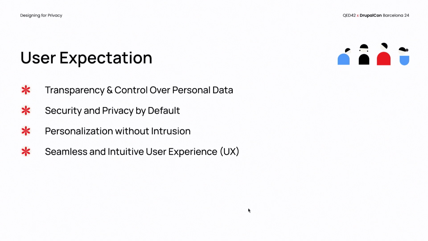Security and privacy by default, I already spoke about it briefly. But yes, for any product to be consumable or adoptable by users, trust has to be there, and security and privacy are going to be very important things.